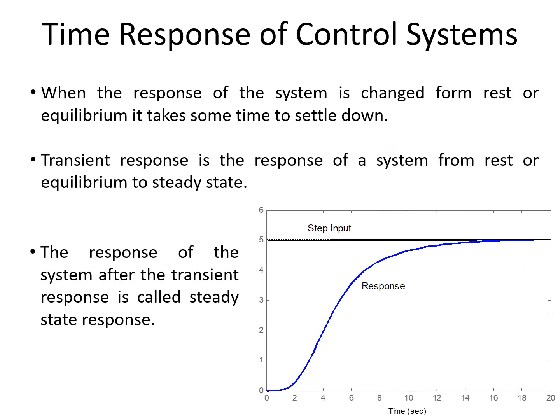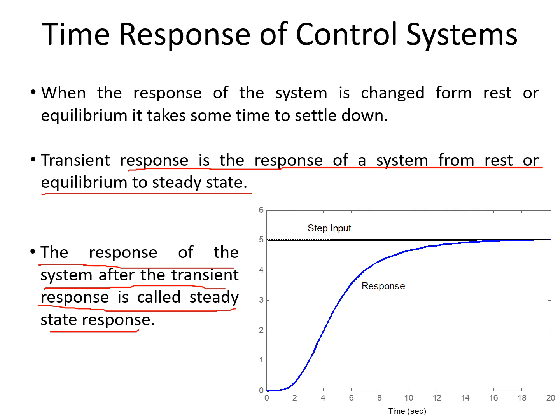When the state of the system is changed from rest or equilibrium, it takes some time to settle down, obviously. Suddenly you will not get any response, so you have to give some time for your system to settle down. Transient response is the response of the system from rest or equilibrium to steady state. And the response of the system after the transient response is called your steady state response. This is the major difference.